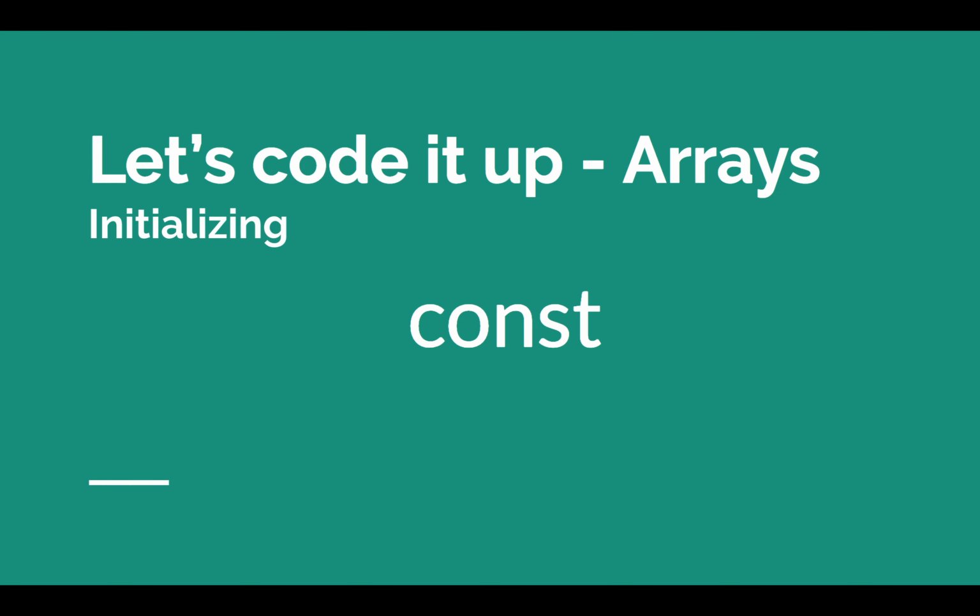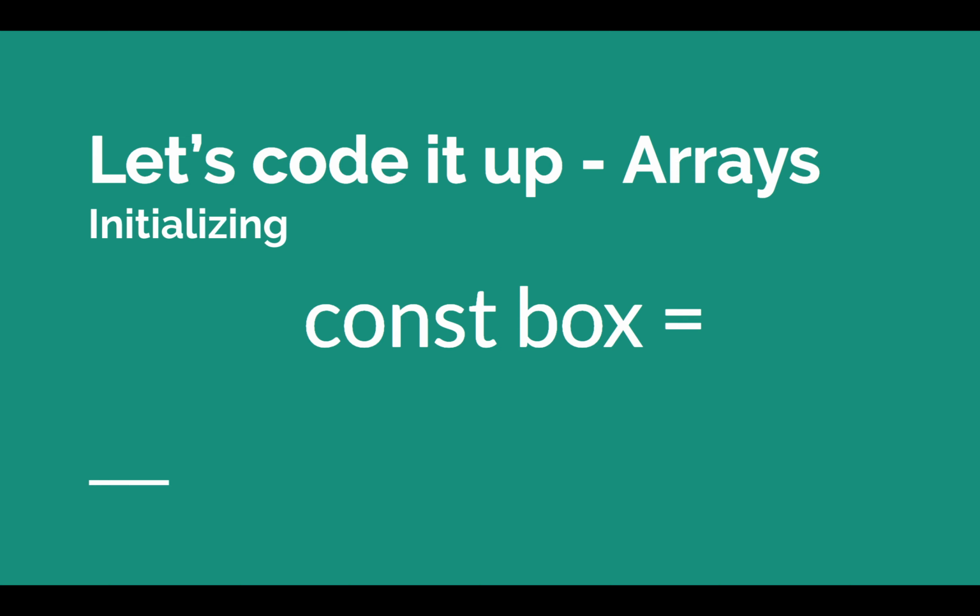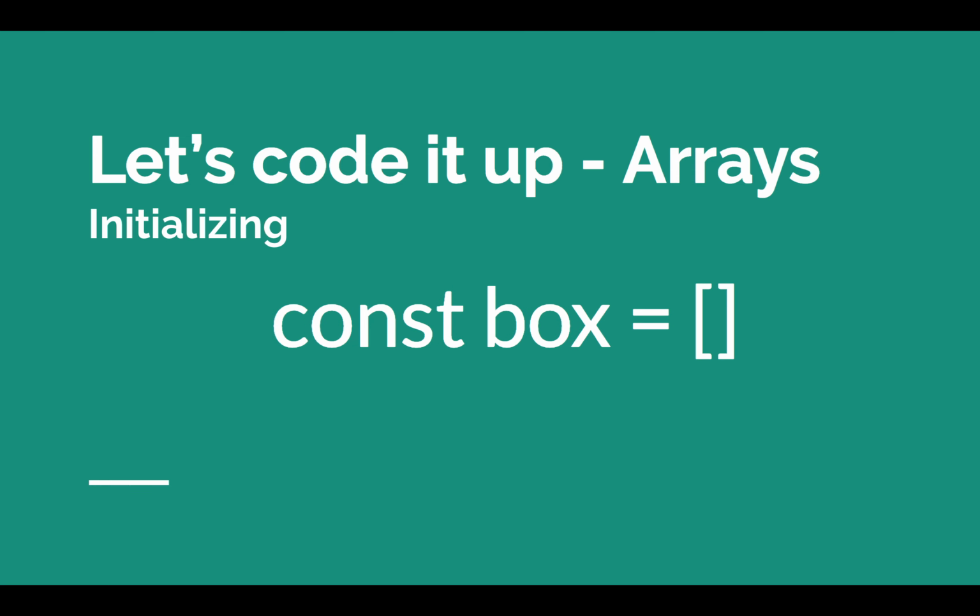This is how we initialize an array. We write const box, that's going to be our variable name. We say it's equal to, and we have 2 square brackets. And what that does is gives us, under the scenes, a variable called box that is an empty array.